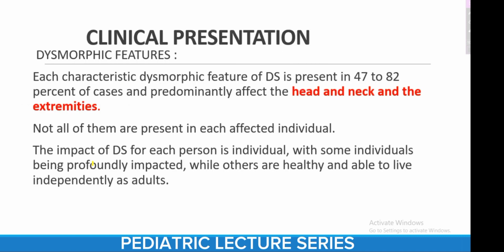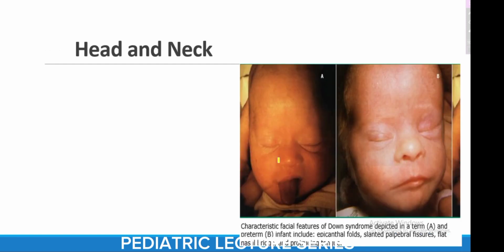So what are the clinical features? Mostly you have dysmorphic features, and dysmorphic features mostly affect the head, the neck, and the extremities. Not all of them are present in each affected individual. The impact of Down syndrome in each individual is individualized, with some individuals being profoundly impacted while others are healthy and able to live independently as adults.